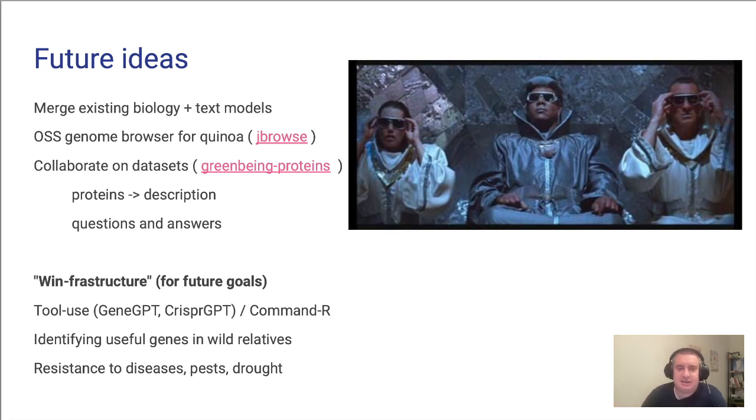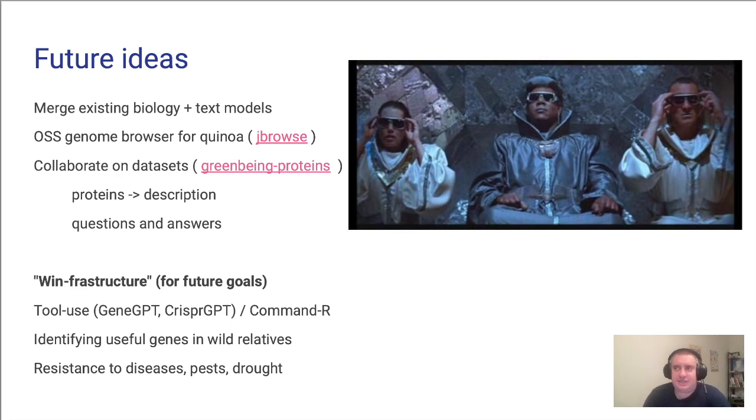You can browse it. The other idea is collaborating on datasets. The data that I used for the TinyLlama model is a dataset called green bean proteins that I created or collected from UniProt. And that's online somewhere, just proteins and their descriptions. I also modified it so it has a binary classifier version, if you just want to say, can I train a binary classifier on this? I think it could be expanded to all sorts of questions and answers.